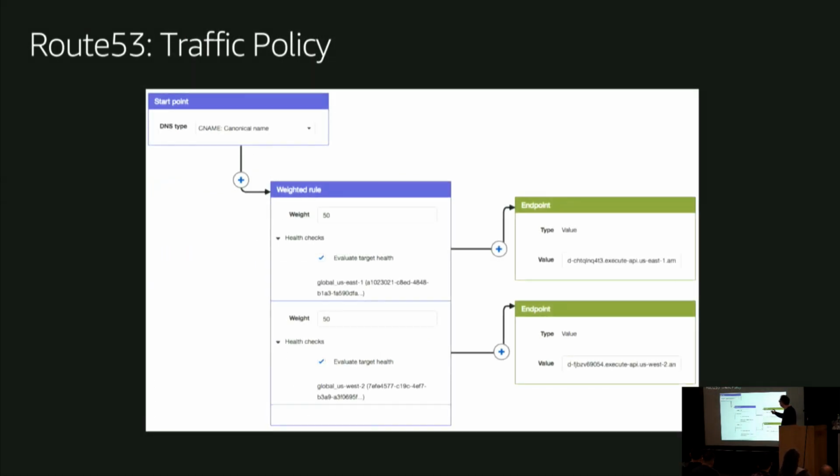On Route 53, you can define a traffic policy where you map the global public DNS name with rules. It can be weighted rules, latency-based rules, and this will go as an endpoint to the public DNS name of the regional API gateway endpoint.